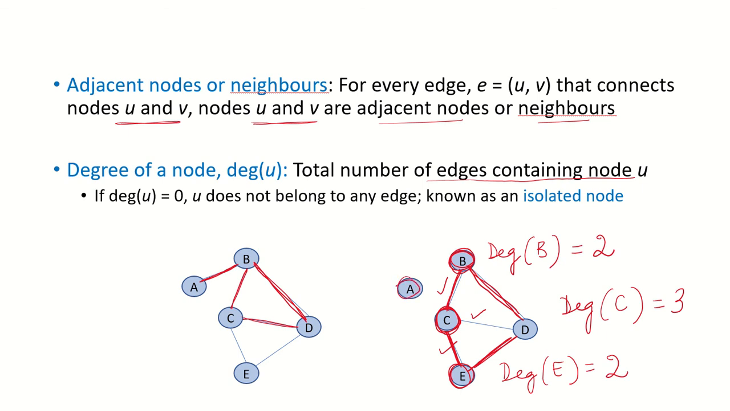What about node A? Node A is not contained by any edge. We say the degree of node A is 0. It is not contained in any edge. Such a node is also known as an isolated node.